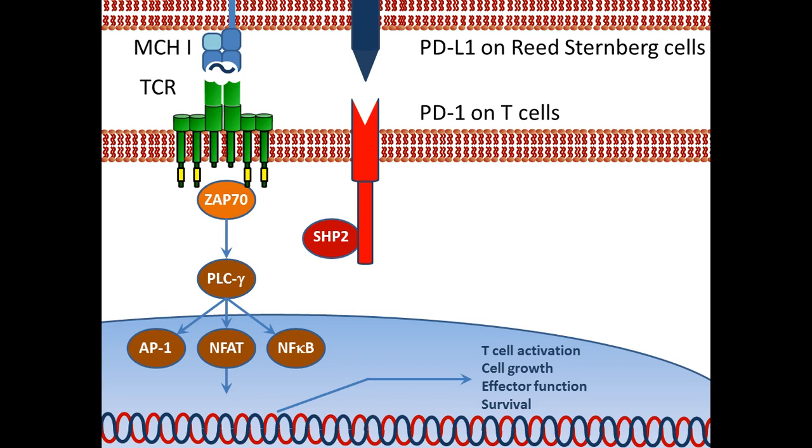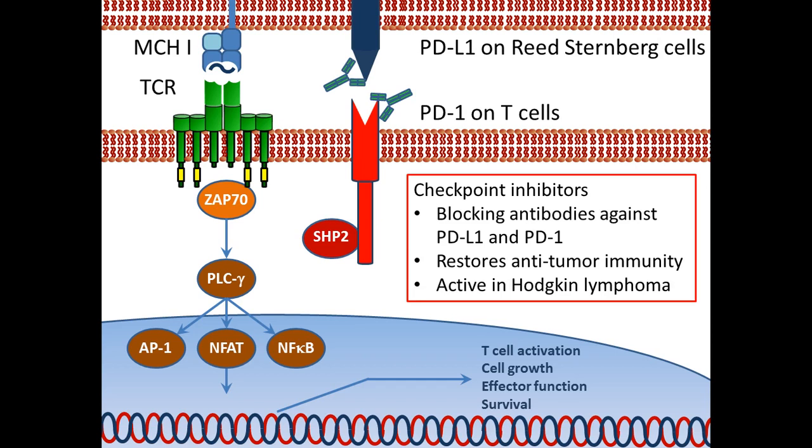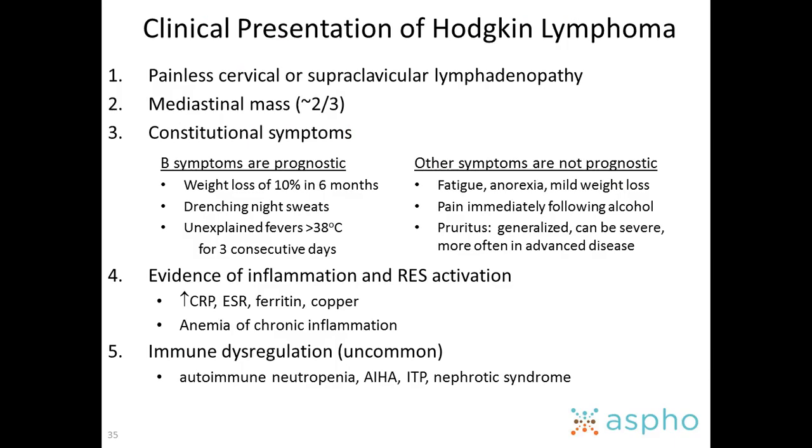Again, 2017. We know about this interaction, and now there are checkpoint inhibitors, and these are blocking antibodies against both PD ligand 1 and PD-1. They restore anti-tumor immunity, and both PD-1 inhibitors and PD ligand 1 inhibitors have been proven to be highly active in Hodgkin lymphoma, even in patients who have shown that they're resistant to multiple chemotherapy regimens, including bone marrow transplant.